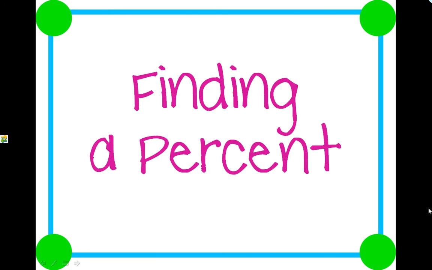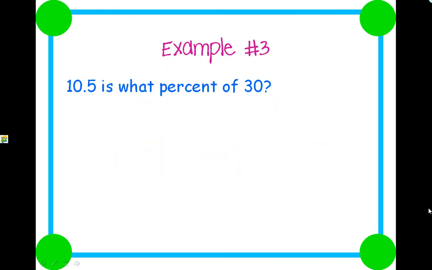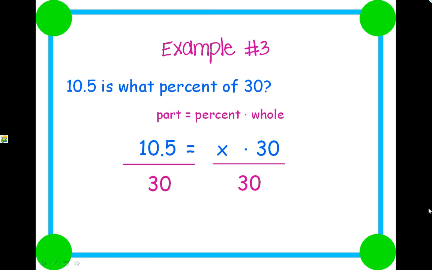Okay, what happens when we need to find a percent? Example number 3. 10.5 is what percent of 30? Okay, so we write down our percent equation, part equals percent times whole. Here we have our part. Remember the part, we can use the keyword is. So that would be 10.5. We do not know the percent, and our whole is 30. Alright, solving the equation, we're going to have to divide by 30 on both sides to find x. When we do that, we get x is equal to 0.35.